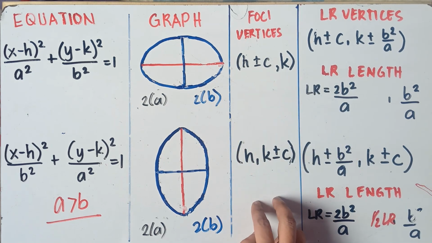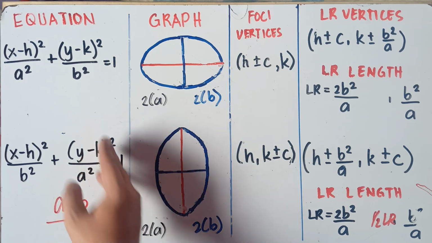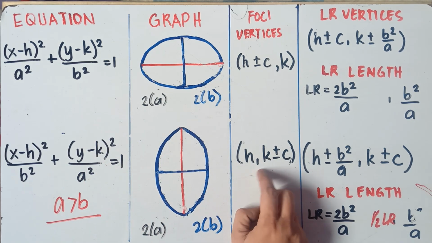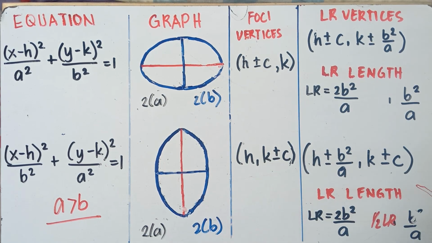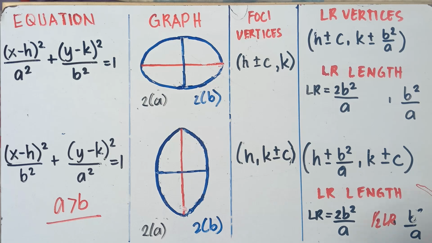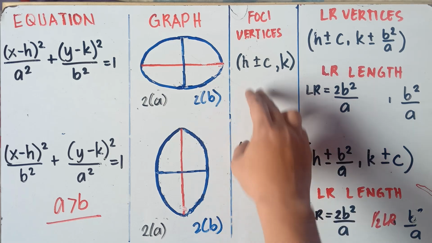So we also have this one, if your A is aligned on y squared, this will be your equation: h comma k positive negative c. Now, for the foci and vertices, class, we can actually find that manually based on the graph, or you can use this equation.